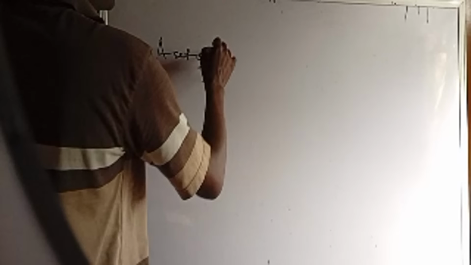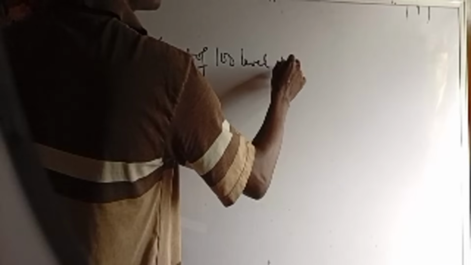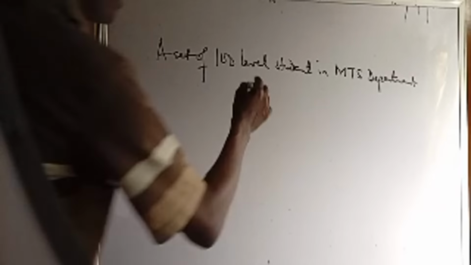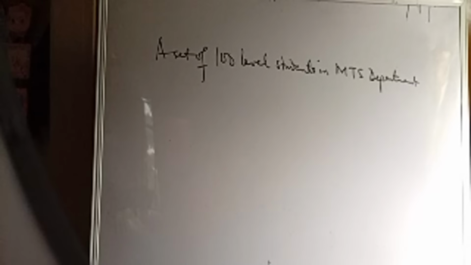Then finite set. A set is said to be finite if it has what? A listable element. That is, if you can list all its elements, it has a definite number of elements. For example, the number of students in your class. If I say X is a set of 100 level students in the MTS department, yes, because you can get the total number of students in that department.